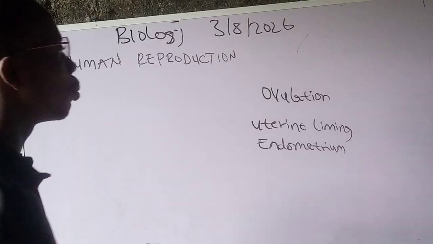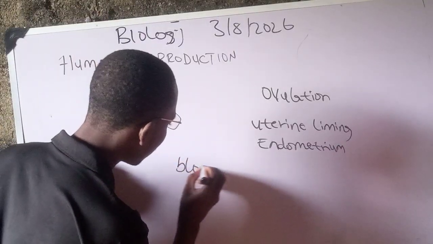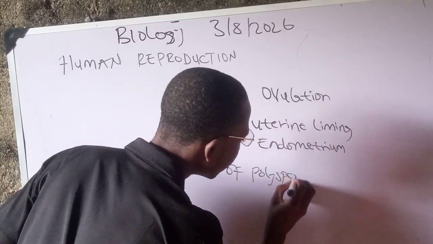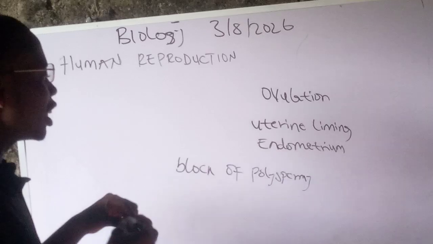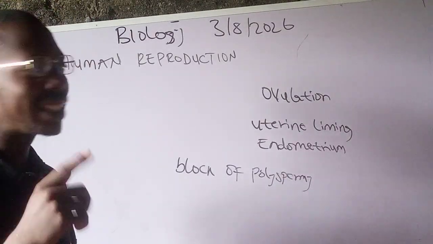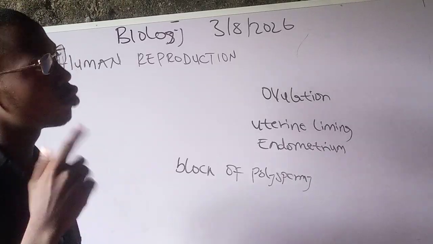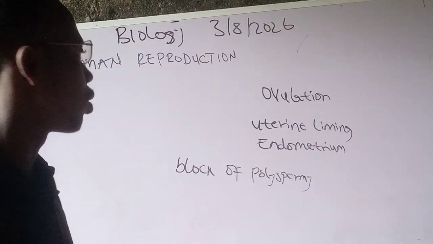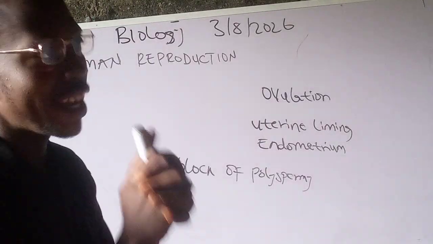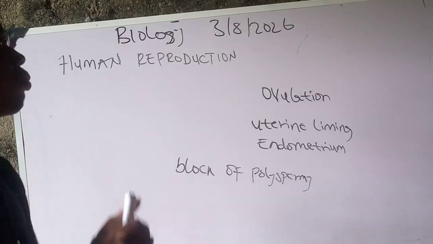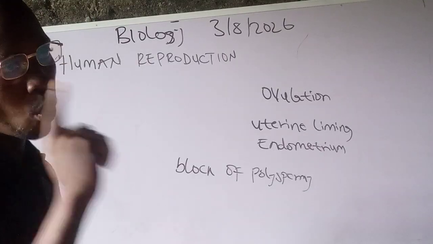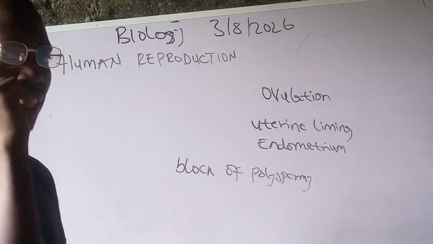That stage is called block of polyspermy. Polyspermy itself is when two sperm cells fertilize one egg, and it is not good because it does not produce a viable zygote. If one sperm fertilizes one egg in the fallopian tube and the egg does not split after fertilization, it is going to produce one single zygote, which is one child.